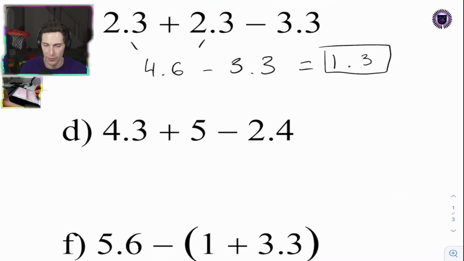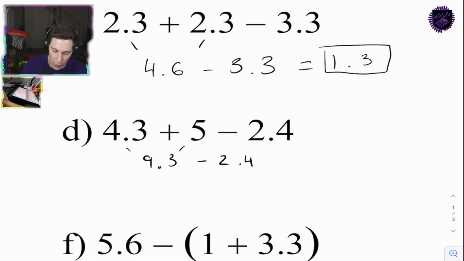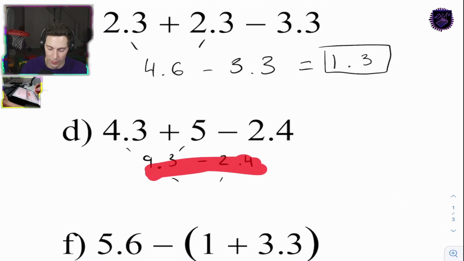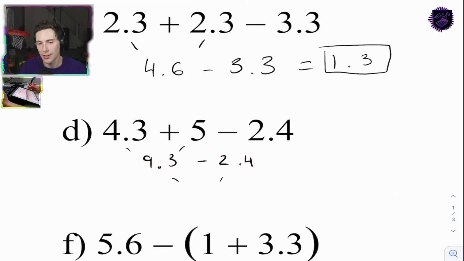4.3 plus 5. What's 4 plus 5 plus 0.3? 4 plus 5 is 9. Plus 0.3 is 9.3. Then we're going to minus 2.4. And what does that equal? Or we can think of it as, we have space down here. What does that equal? So, again, we can take away the decimal and think 93 minus 24.